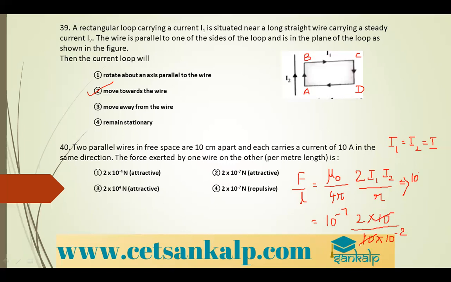ಸೊ ಈ 10 ಮತ್ತು ಈ 10 ಕ್ಯಾನ್ಸಲ್, ಕರೆಕ್ಟಾ? ಸೊ ಆವಾಗ 2 into 10 to the power minus 7 into 10 to the power 2. ಸಾರಿ ಐ ಇಂಟು ಐ ಇಸ್ ಐ ಸ್ಕ್ವೇರ್ ಆಗುತ್ತಲ್ವಾ, ಇಂಟು 10 ಆಗುತ್ತೆ, ಬೋತ್ ಆರ್ ಈಕ್ವಲ್ ಅಂದರೆ. ಸೊ ಅವಾಗ ಇಂಟು 10 ಇರುತ್ತೆ. ಸೊ 2 into 10 to the power minus 4 ನ್ಯೂಟನ್. ಸೊ ಎರಡು ಸೇಮ್ ಇರೋದ್ರಿಂದ ಇಟ್ ಈಸ್ ಅಟ್ರಾಕ್ಟಿವ್. ಸೊ 2 into 10 to the power minus 4 ನ್ಯೂಟನ್. ಕ್ಲಿಯರ್ ಆಯ್ತಾ? ರೈಟ್.